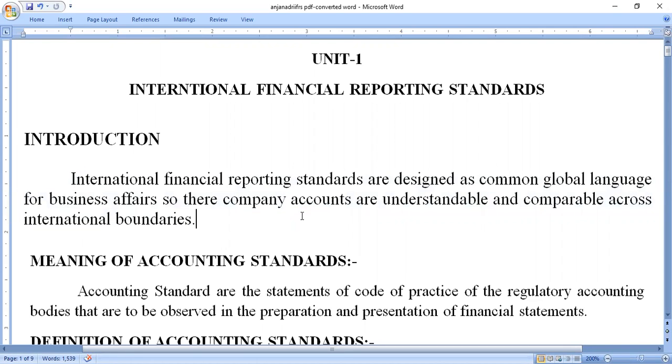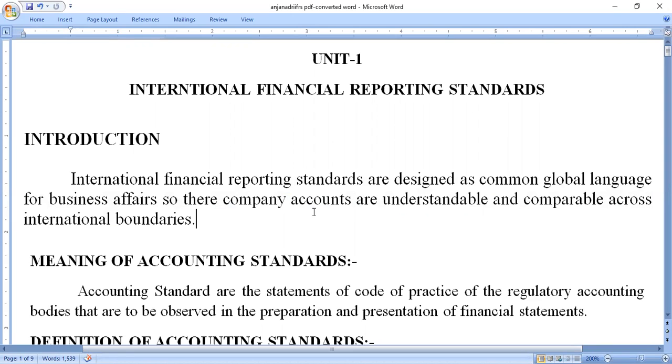international boundaries. So one question arises: why has IFRS been implemented? The main theme or objective of its design is that it acts as a common global language for each and every business activity. So company accounts, meaning the income statement or position statement, the profit and loss account or balance sheet, are easily understandable and comparable across international boundaries, throughout the world. Wherever we go, it is very easy to compare one accounting standard with another, or one company's accounts with another company's accounts.